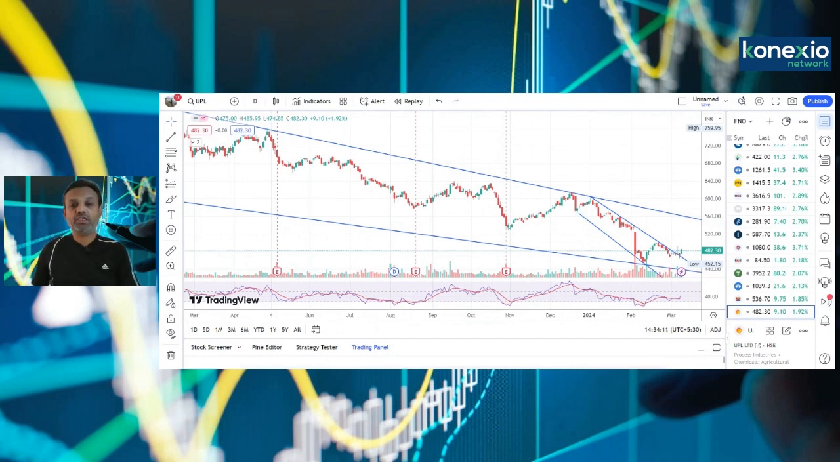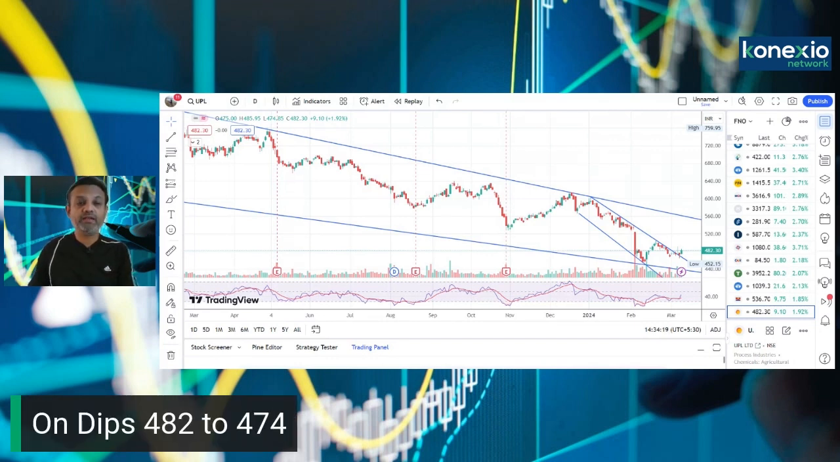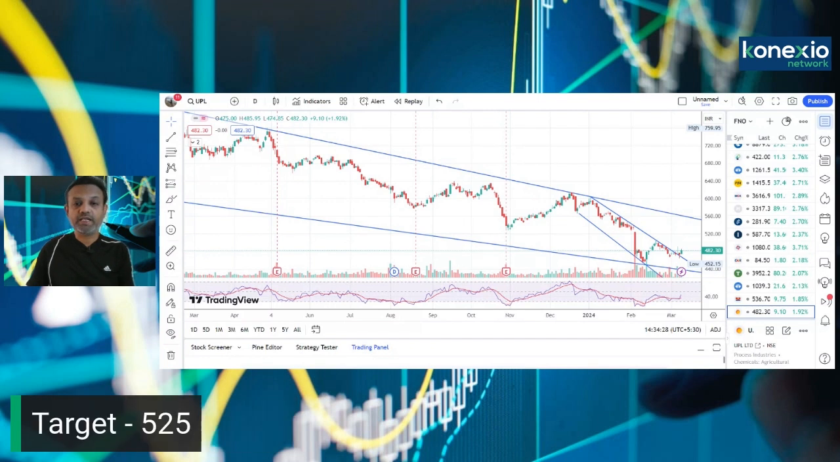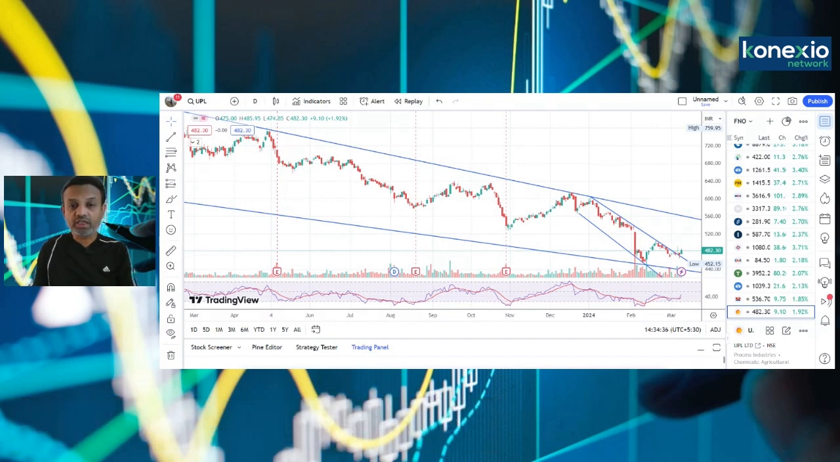So swing traders, short-term investors, long-term investors, positional traders can accumulate the stock in the UPL in the range of 482 and on dips to 474 for an upside target of 525 in the short to medium term. Short to medium term means an investment horizon of the next 3 to 4 months. So definitely the stock is showing some sort of revival at this juncture. Trend reversal cannot be ruled out.